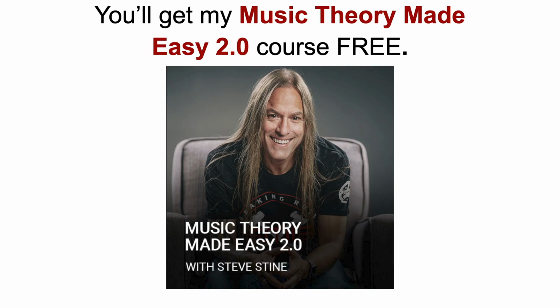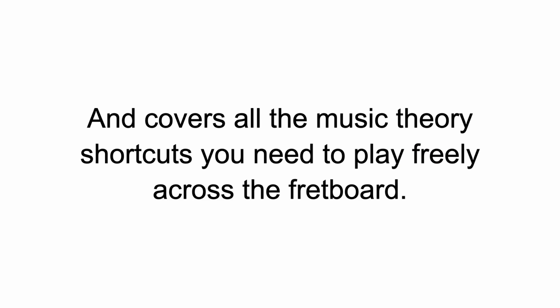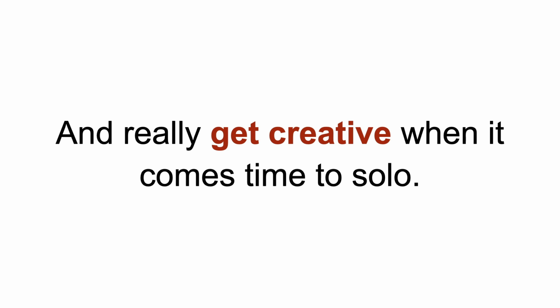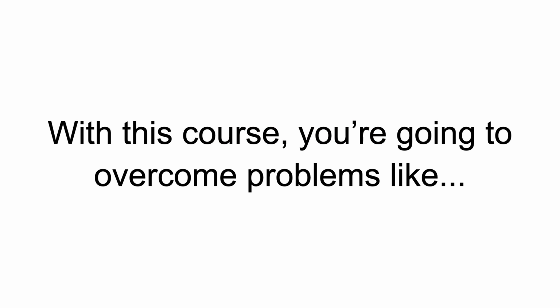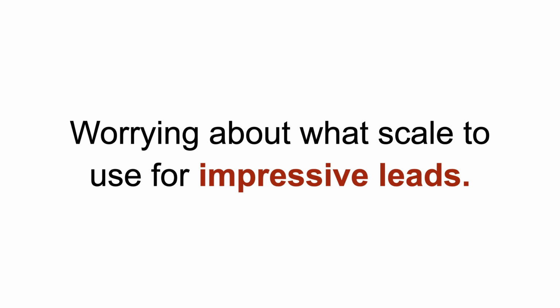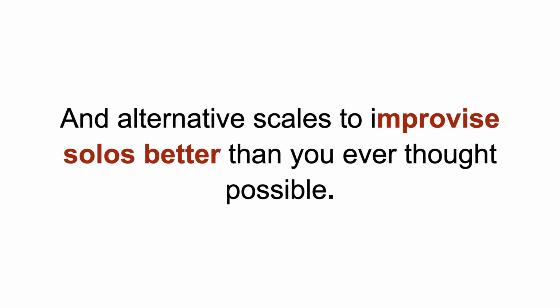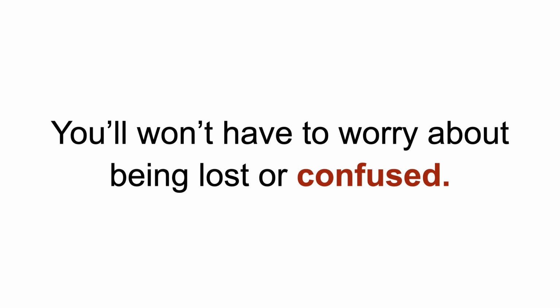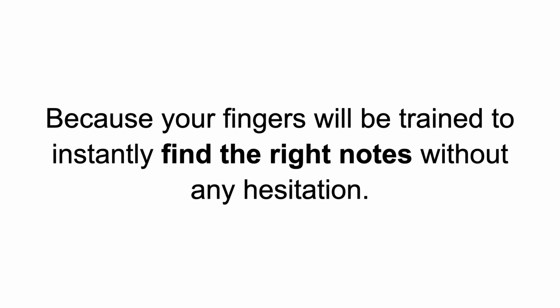And if you order right now, you'll also get my Music Theory Made Easy 2.0 course free. It originally sold for $99 and covers all the music theory shortcuts you need to play freely across the entire fretboard and really get creative when it comes time to solo. With this course, you're going to overcome problems like worrying about what scale will sound good for leads and alternative scales you can use to improvise better solos than you ever thought possible. You won't have to worry about feeling lost or confused because your fingers will be trained to instantly find the right notes without any hesitation.